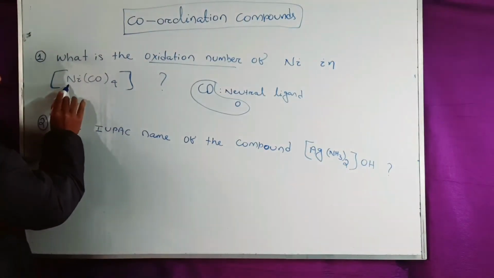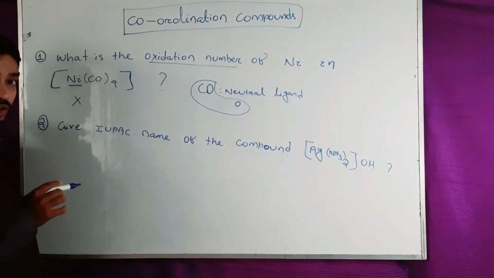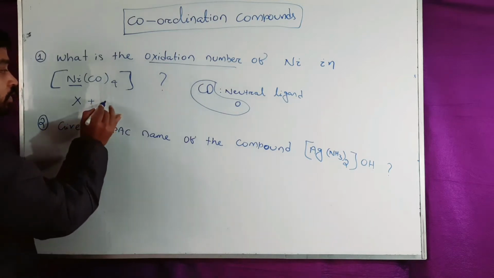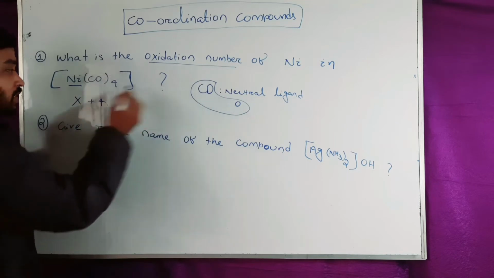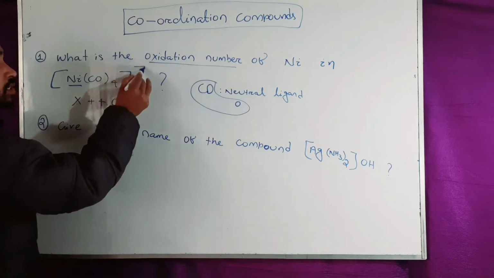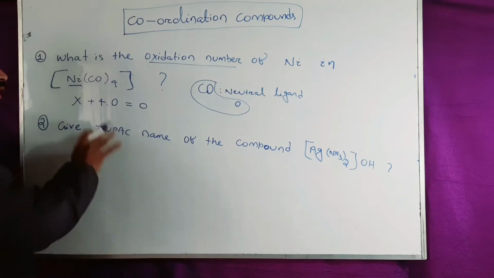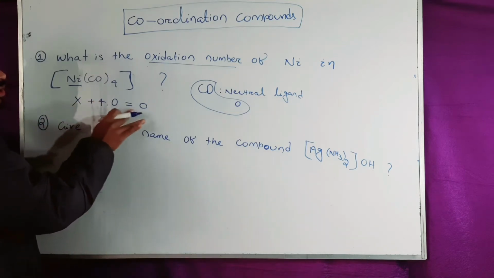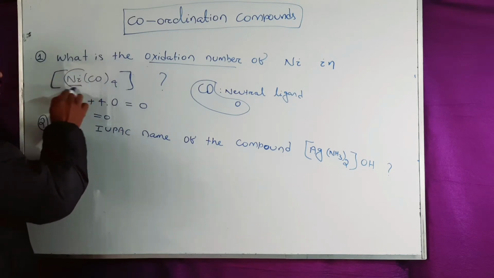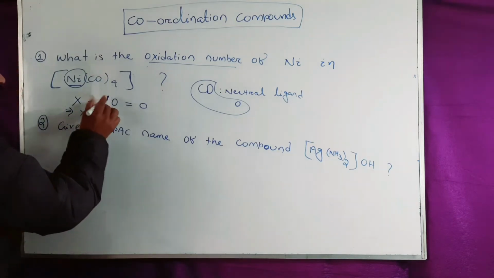If you want to find the oxidation number according to the question, what will you do? We will put X for the atom whose oxidation number is to be calculated, and use the previous concept of oxidation number. The total number of ligands will be multiplied with the charge of the ligand, that is 0, and the sum of the oxidation numbers will be equal to the sum of the charge on the coordination compound. There is no charge, so the compound is neutral. That's why we equate it to 0 and the X value becomes 0. So the oxidation number of nickel in the given compound is 0.